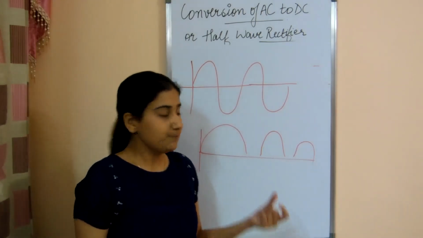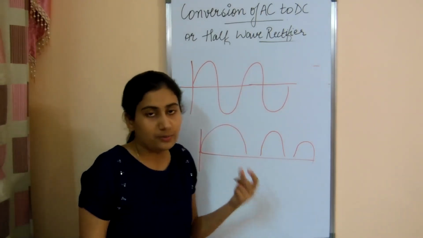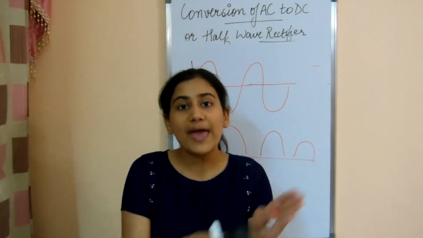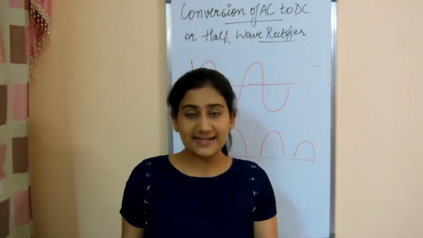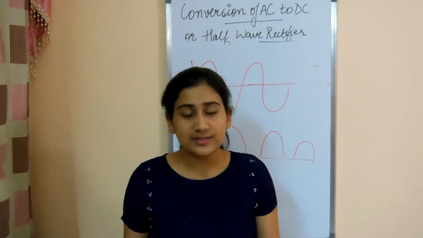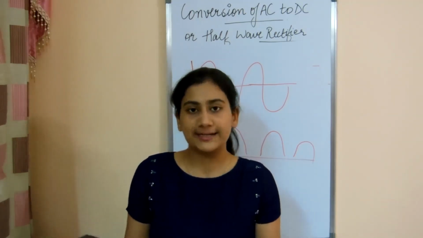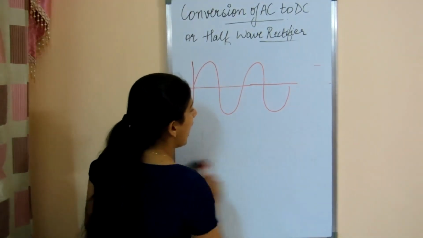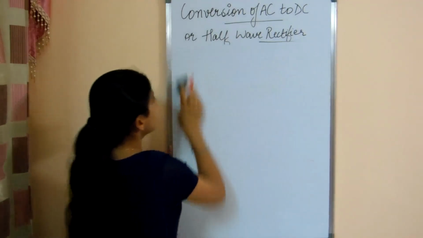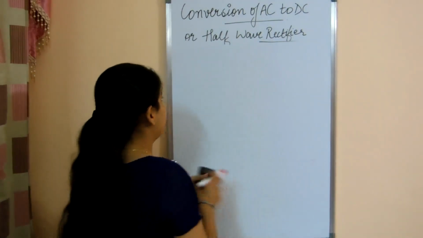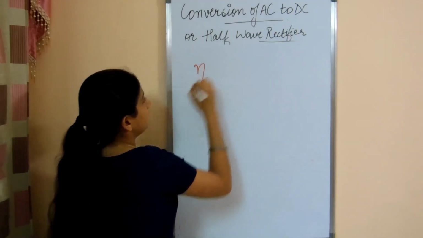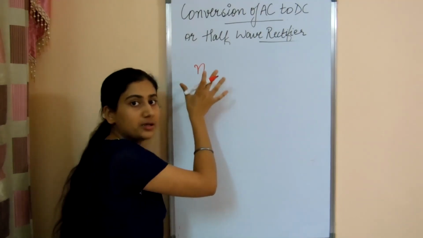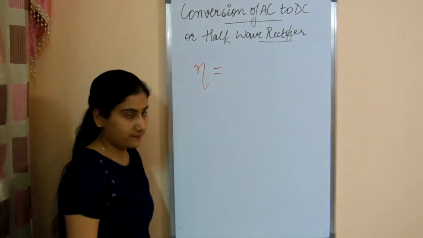Now what happens here is that we have got some output. Obviously whenever we get some output, we always try to check how efficient our machine was. Now we had some circuit, it has a diode, it has a load resistance. I want to check how efficiently my circuit has converted AC into DC. So let's check how we are going to see the efficiency of this half wave rectifier. For efficiency, this is eta, the symbol for efficiency.